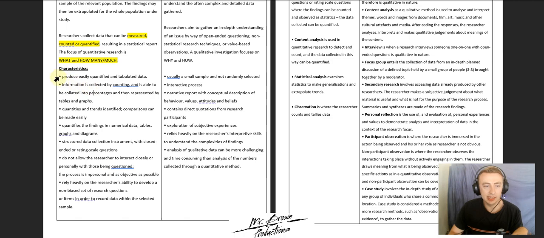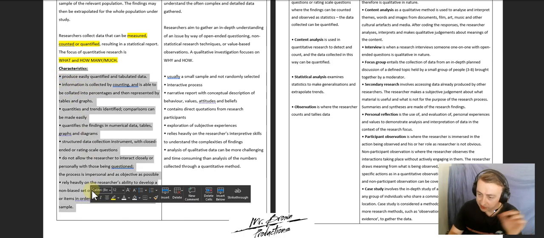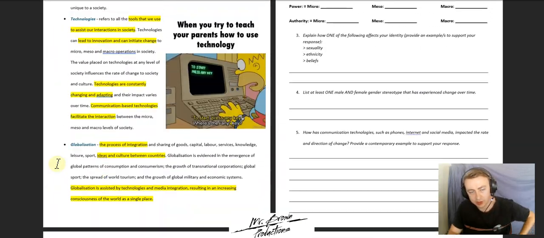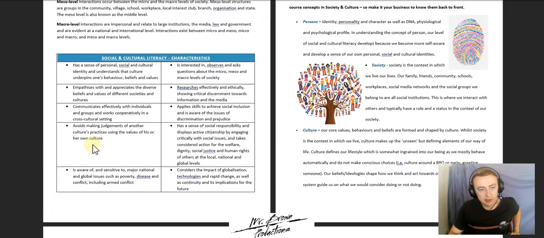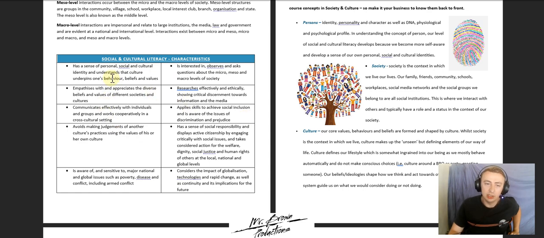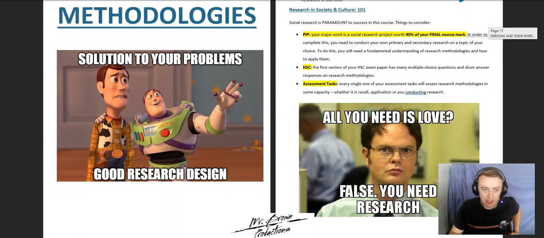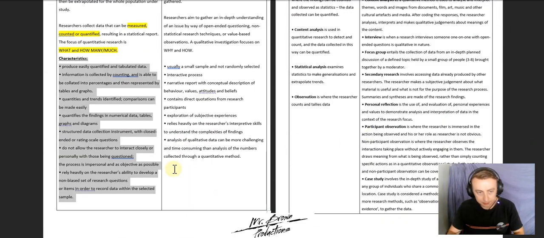So it doesn't necessarily always have to have every single one of these things. It's very much like if I scroll up to social and cultural literacy characteristics, here is that you don't necessarily have to have all of them to be able to identify it as a socially cultural literate characteristic. It's just one of many.